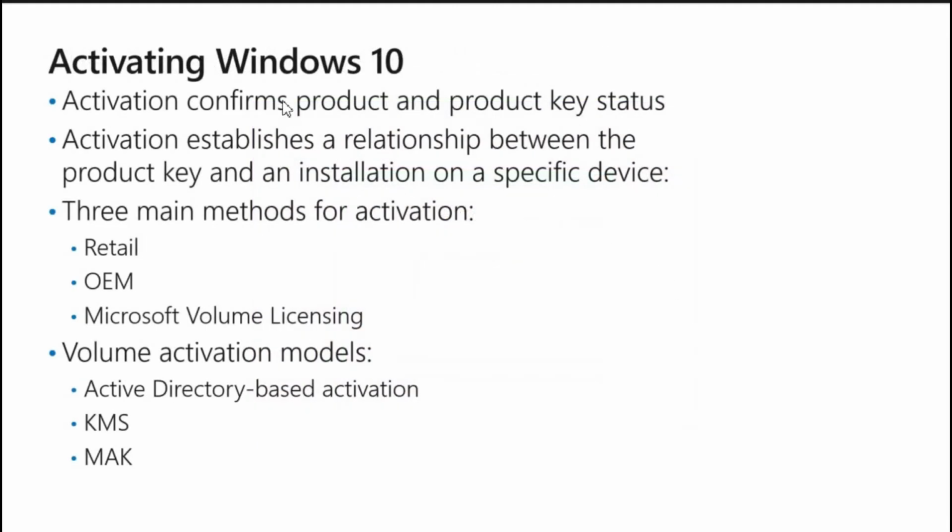So, activations, Windows 10. Activation confirms product and product key status. Activation establishes a relationship between the product key and an installation on a specific device. The main methods for activation are retail, OEM, Microsoft volume licensing, and volume activation models: Active Directory based activation, KMS, and MAK. So there are a few different options.